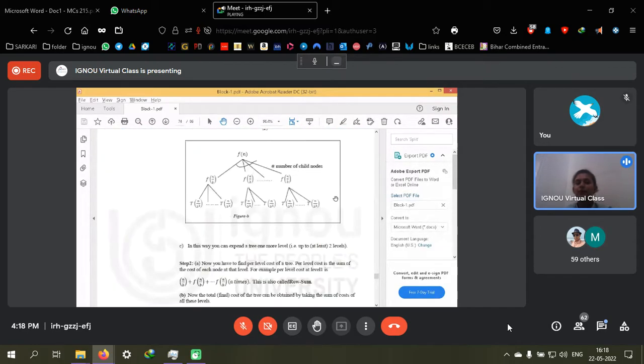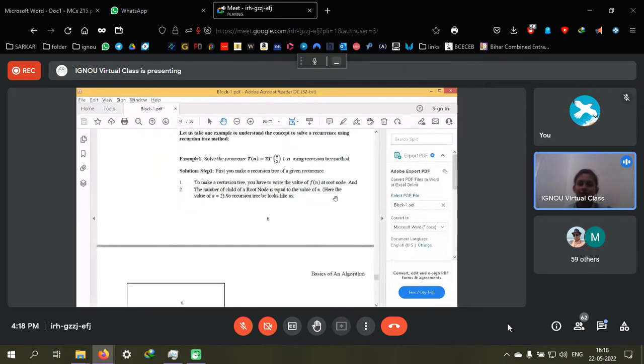Let's take one example and do the first step. So here is the example. Solve the recurrence T(n) = 2T(n/2) + n using the recurrence tree method. The first step here is to make a recurrence tree, you have to write the value of f(n) at the root node. So what is the value of root node f(n) in this equation? What is the value of f(n) in this equation?